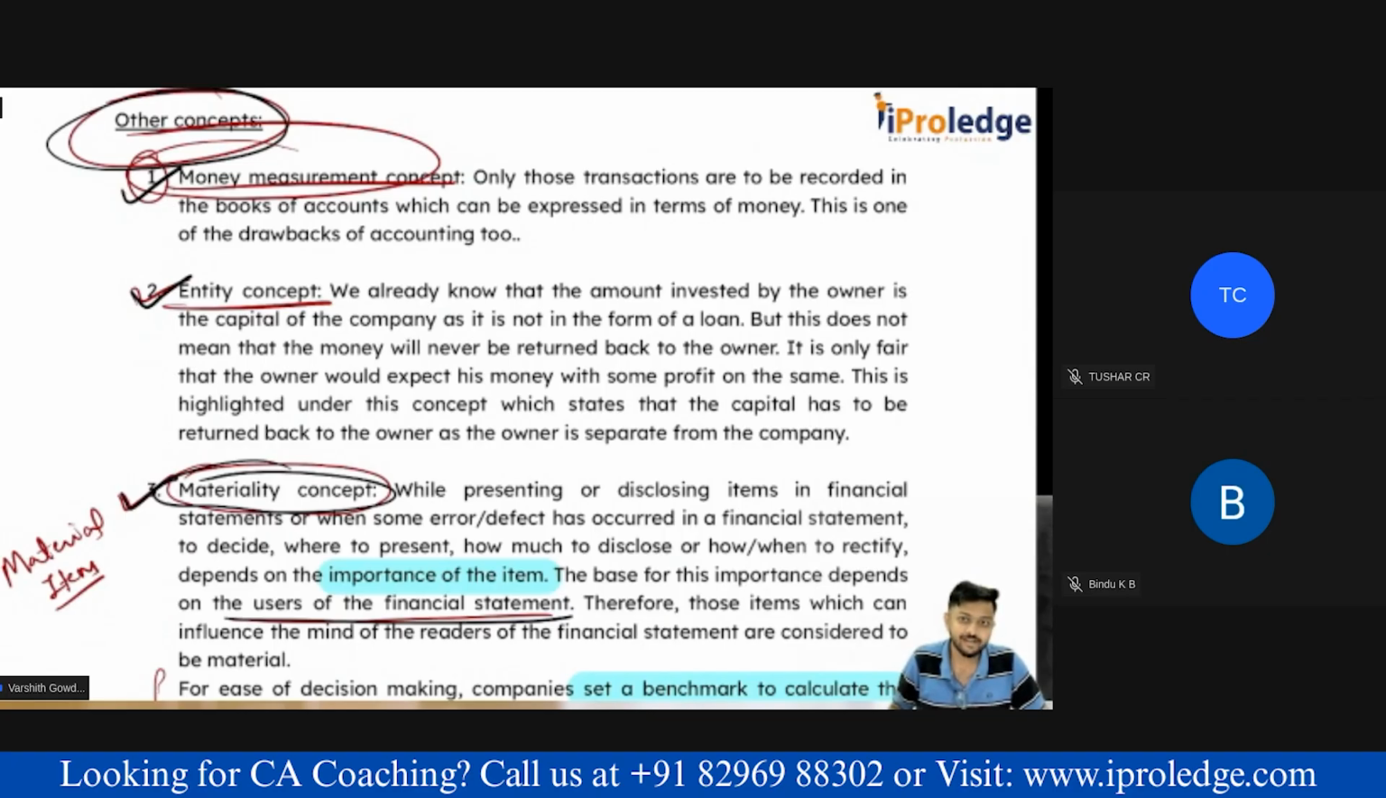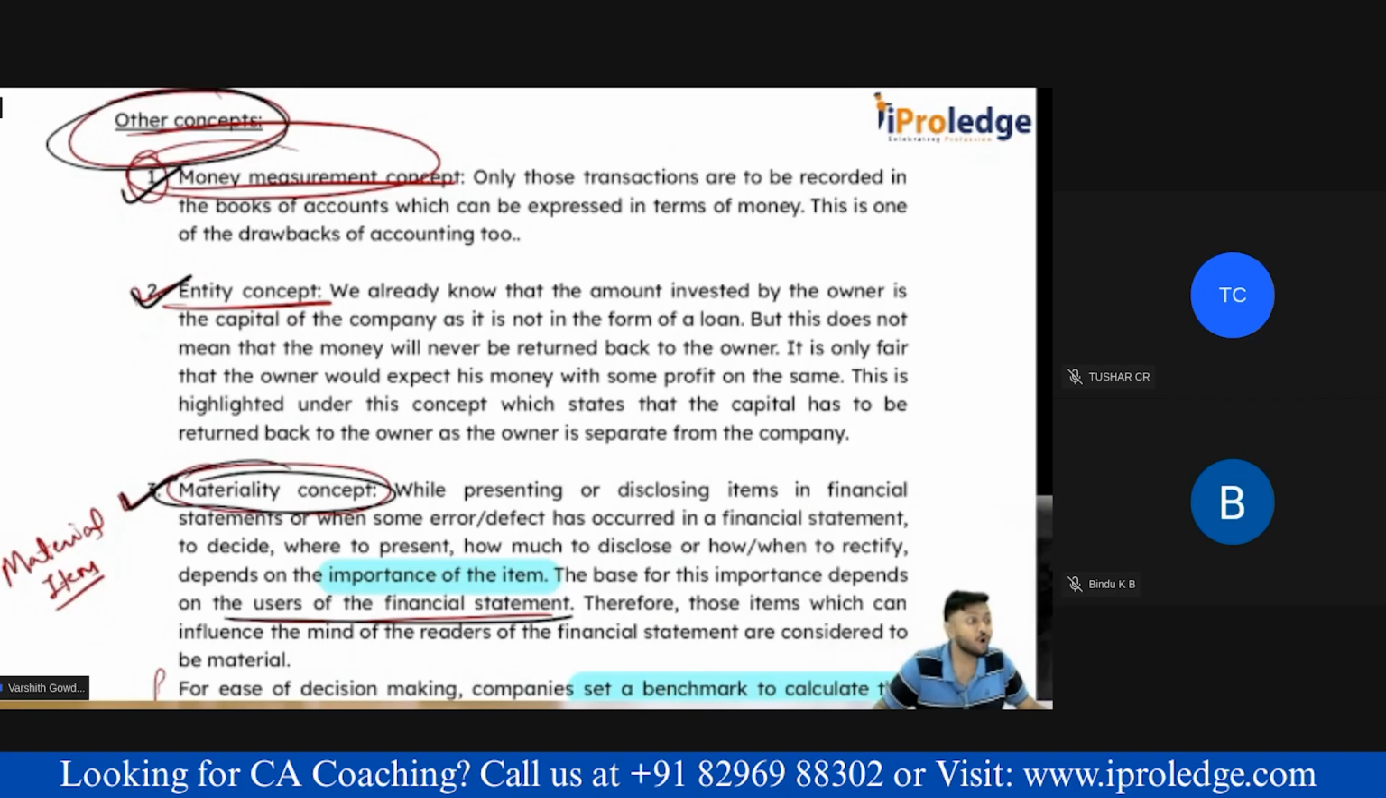Anything? The fact that capital comes on the liability side, and drawings. Correct. The fact that capital comes on the liability side is because of the entity concept. If I have my own business, then my capital and business are everything the same. Why am I showing my own money as a liability on the capital side? Because that is a liability to the business, correct? Because the business is telling me, hey, you had invested 5 lakh rupees, now I have to give it back later, correct? So that's why we're adding it back.